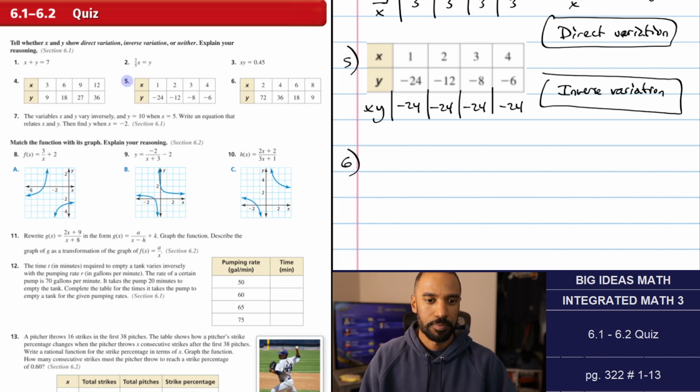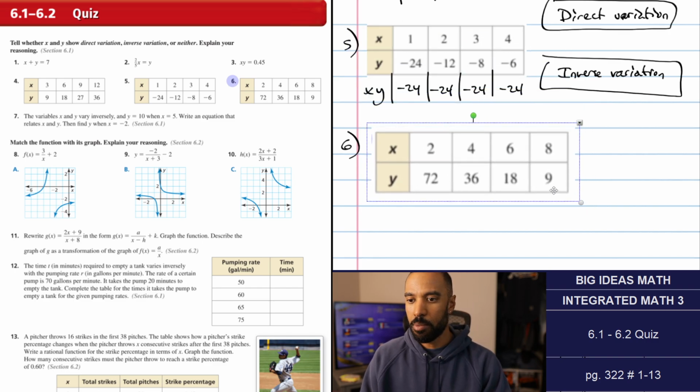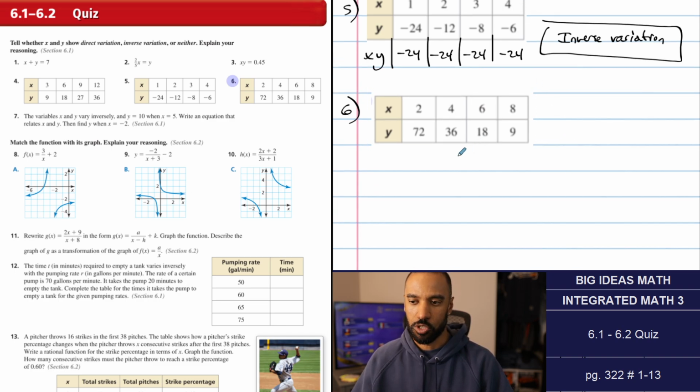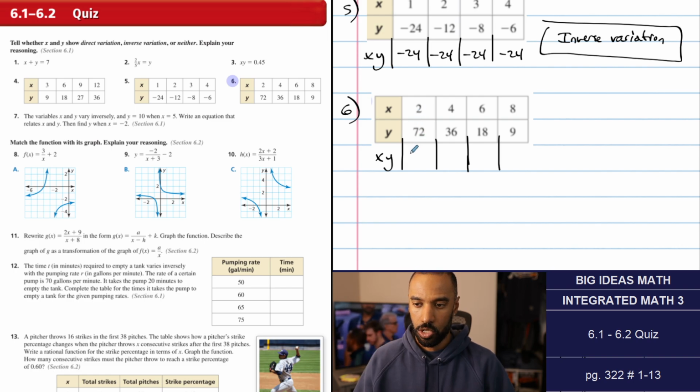Number 6, maybe a neither. We'll see. Number 6, as x increases, y decreases. That's only possible through inverse variation. And remember, the section was actually on inverse variation, so it wouldn't surprise me if this was inverse variation. Let's try x times y again and see how that pans out. But if it ends up being not constant even once, then we break. 2 times 72, 36 times 4, I think, is also 144. 6 times 18 is not.